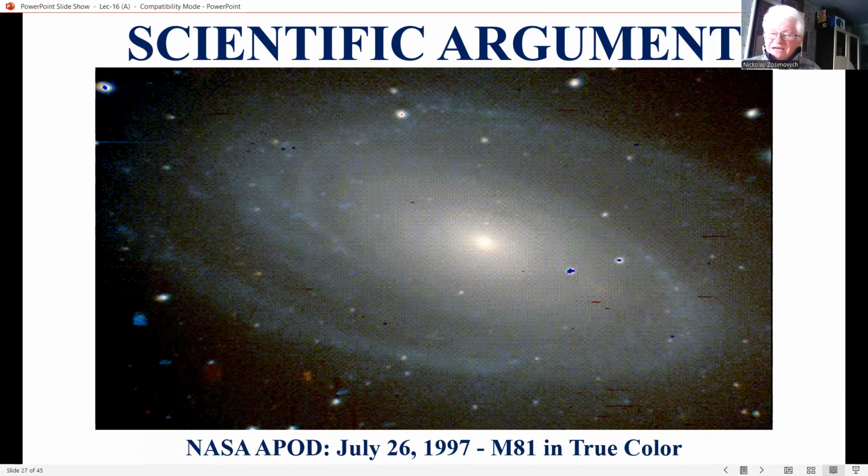Let's come to one scientific argument. What color are galaxies? A scientific argument must be based on evidence, and evidence means observation, right? But you must be careful to analyze even the simplest observation with care.